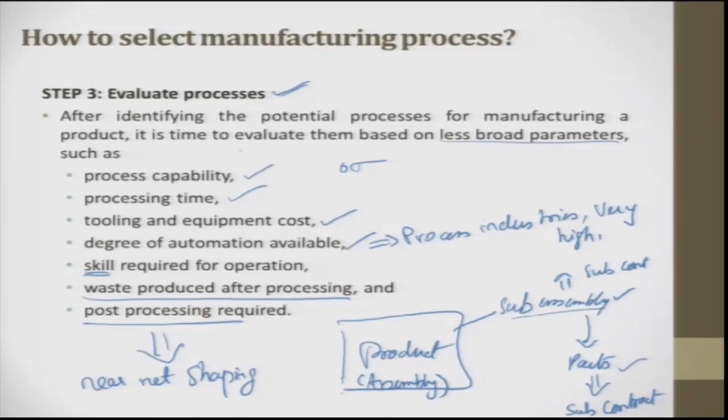Process capability to reduce the scrap produced and have consistency in the process. Processing time has to be less. Tooling and equipment cost has to be as low as possible. Degree of automation has to be as high as possible. Skilled labor requirement for operation has to be as low as possible. That means, once I have automated, the waste produced by the process has to be as minimum as possible, and then it is the process industry.